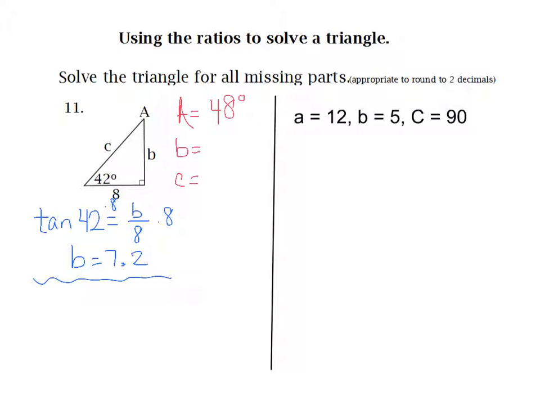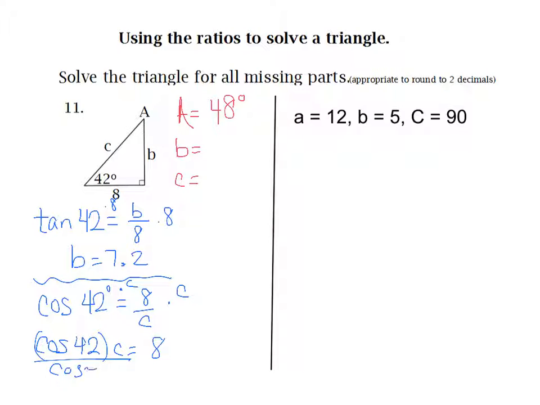Once I know little b, let's do the same thing to find little c. Little c is the hypotenuse, and I'm still going to use what they gave me, the adjacent. Adjacent and hypotenuse would be cosine. Cosine of the 42-degree angle is going to equal the adjacent over the hypotenuse. Looks like I'm going to have to multiply both sides by c this time, which is kind of weird because then I have cosine of 42 times c equals 8. This time I'll have to divide by the cosine of 42.